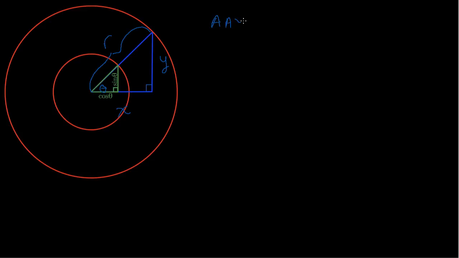By angle-angle similarity, the blue triangle and the green triangle are similar, so I can set up ratios that compare the sides. I know that the bottom of the blue triangle x compared to the bottom of the green triangle cosine theta will be in the same ratio as the large hypotenuse r and the small hypotenuse 1. If I solve this for cosine theta, x times 1 equals r cosine theta by cross multiplying, and then divide both sides by r, I find out that cosine theta equals x over r.